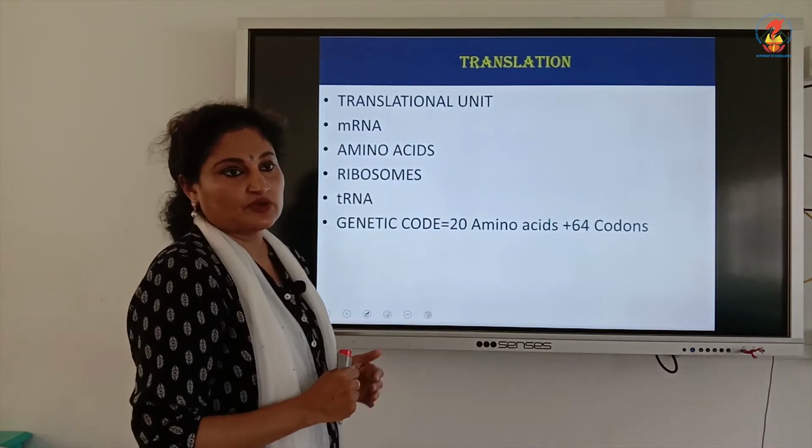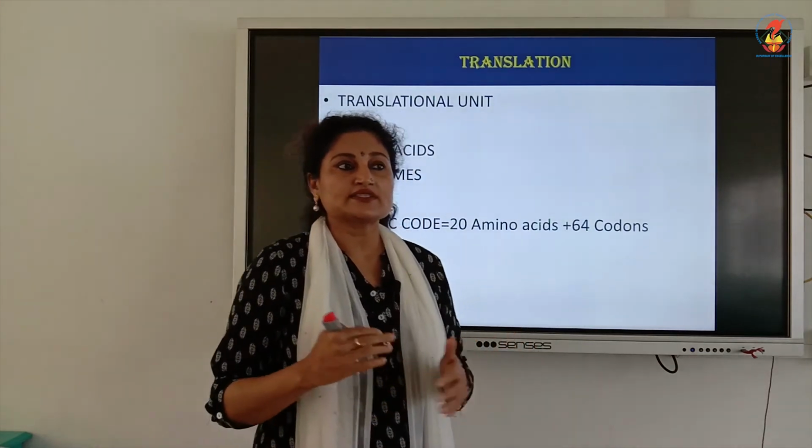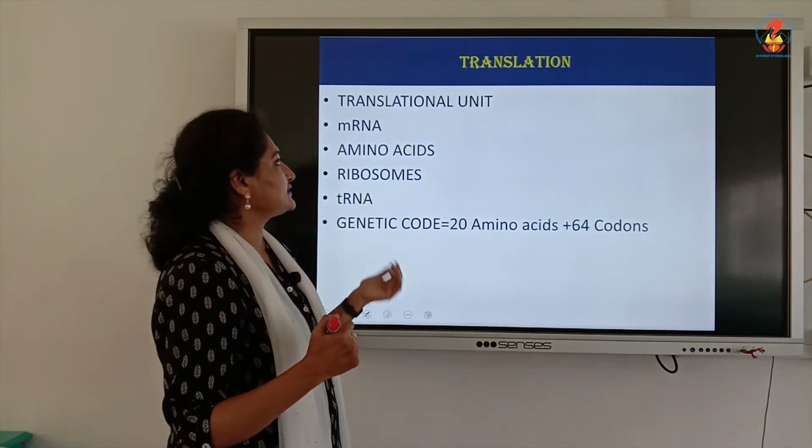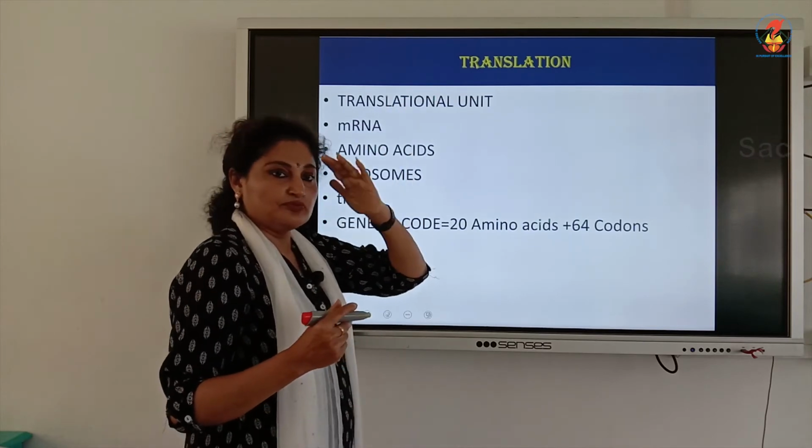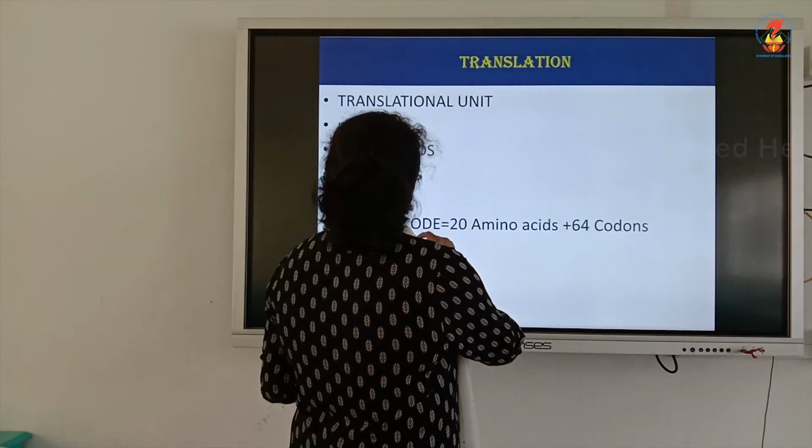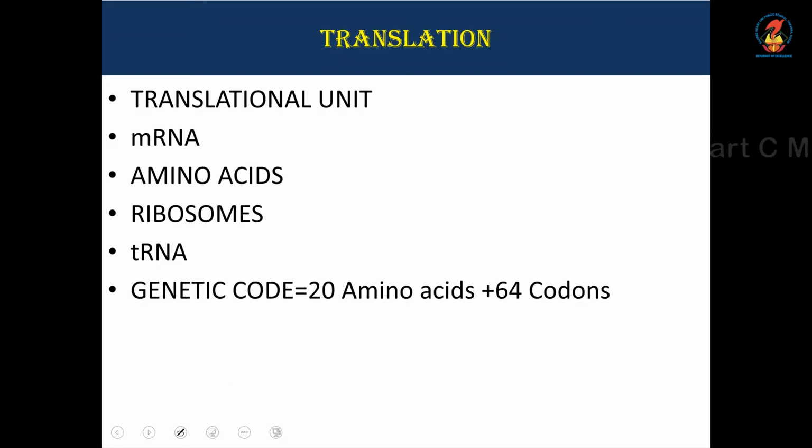Next phase we know is translation. Now to understand translation, what are the components that we have to be familiar with? First component you have to be familiar with is the translational unit. Remember, the translational unit will be the product obtained after transcription. We saw in transcription is DNA. What we got as a result of transcription, the wavy line, is the mRNA.